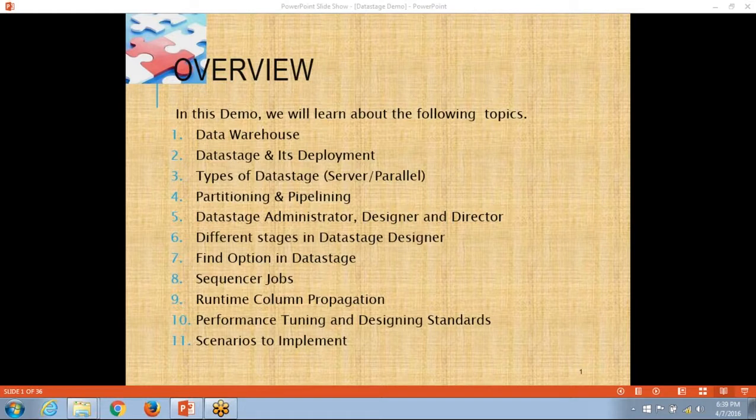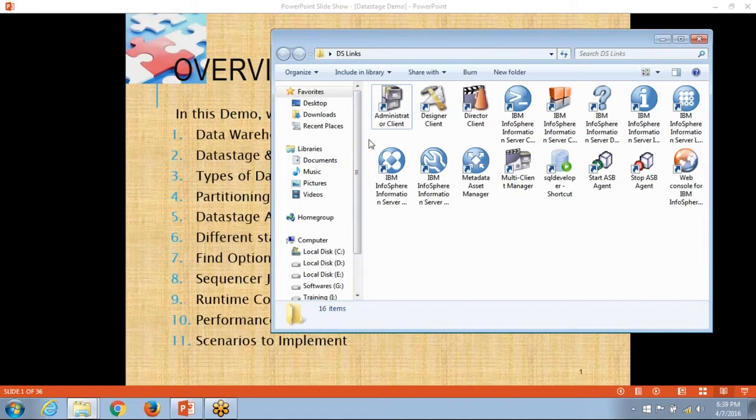But from this point, because the theory parts are completed, we are more worried about looking into DataStage Administrator, Designer, and Director and how they work. It will be a good idea if we go back and look into these software rather than learning through PPTs. That is the reason, if you see my system, I have DataStage completely installed on my machine.